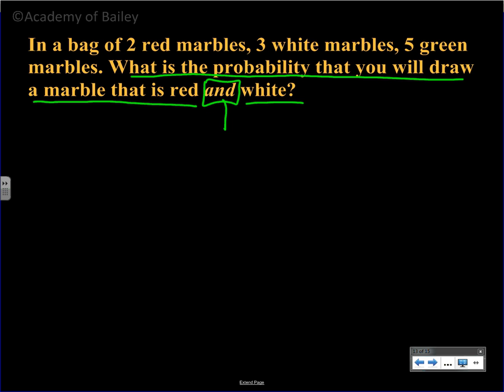So if we look at this, what is the probability that you will draw a marble that is red and white? So if you look at this problem, we're trying to go red and white. We need to change this up a little bit because we need to say that you will draw two marbles. What is the probability that you'll draw two marbles with the first one being red and the second one being white?